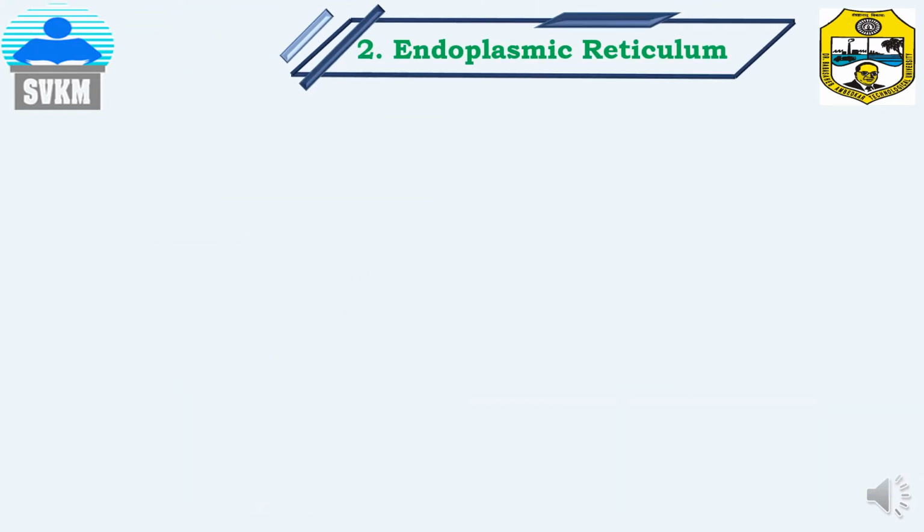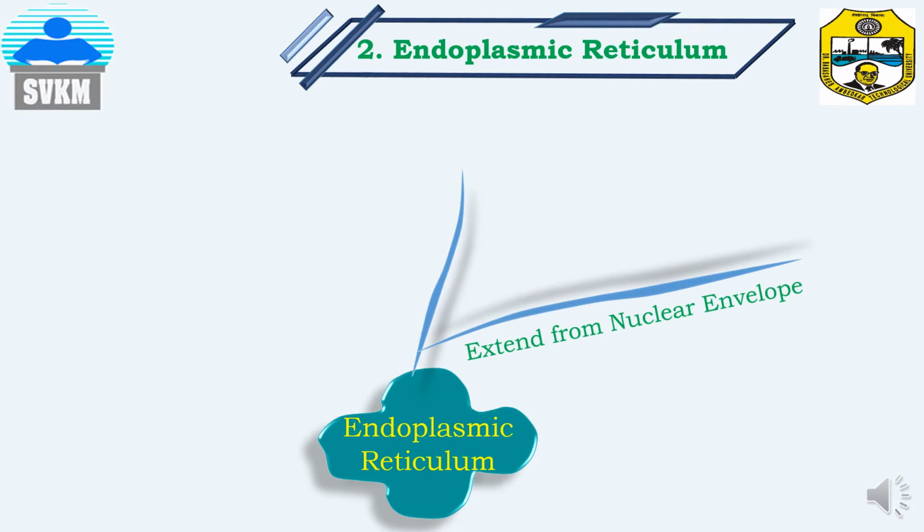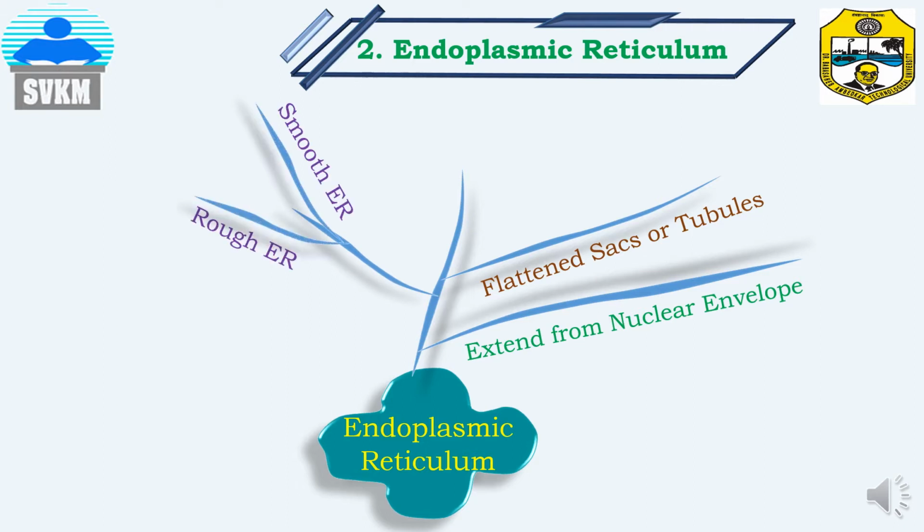The second important organelle is the endoplasmic reticulum. These are membrane organelles, and particularly they extend from the nuclear envelope. They originate from the nuclear envelope. The envelope is nothing but the outer covering of the nucleus, and the endoplasmic reticulum is considered as flat sacs or tubule-like structures. There are two types of endoplasmic reticulum: one is the smooth endoplasmic reticulum, the other is the rough endoplasmic reticulum. As I already told, the endoplasmic reticulum is considered a membrane network.